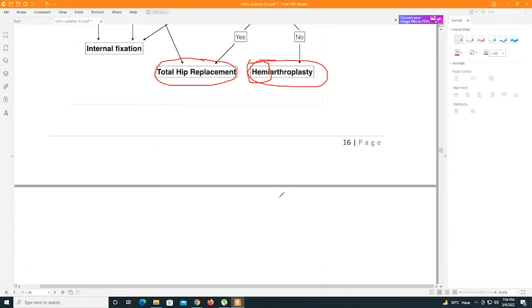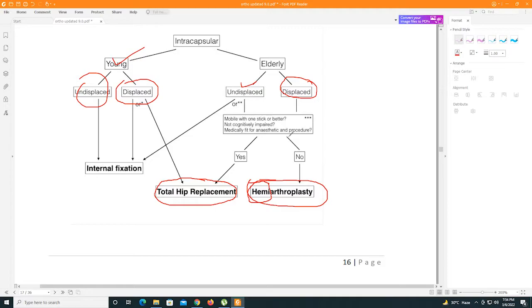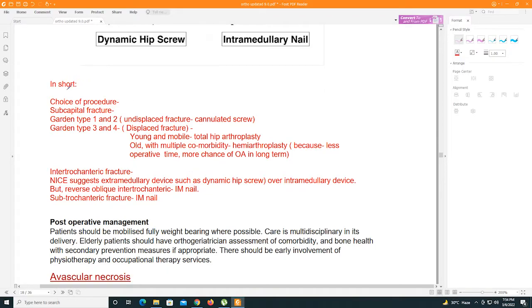So this is all about the hip fracture. I hope these two algorithms which are described in the NICE guideline of the hip fracture are totally easy for all of you. Just again look at this red line I have just written here. You can pause your video at this point. You can read through these red lines here, and hopefully you will understand all of this.